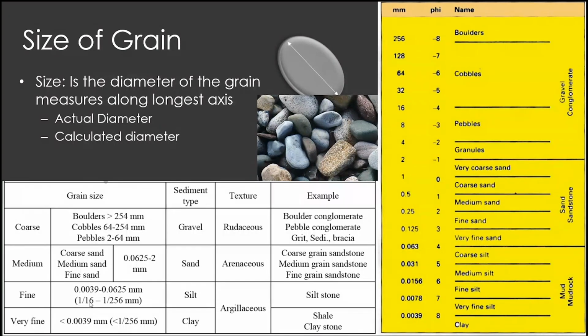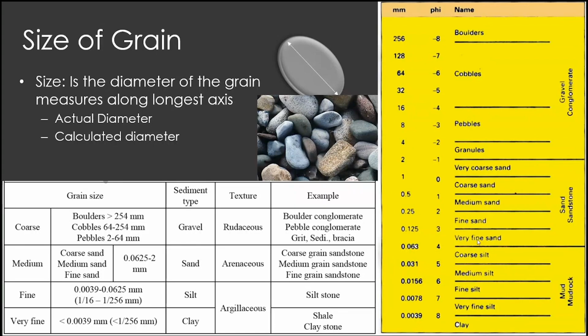All these fractions written here, 1 by 16, can all be written as powers of 2. That is why all these different fractions are there, like 1 by 16, 1 by 256 and so on. Okay, so this is the summarized scale we can see here: boulders, cobbles, pebbles and granules, and sand can also be divided into different fractions. So 2 millimeter to 1 by 16th of a millimeter is the sand.